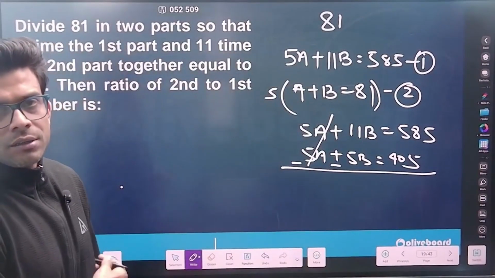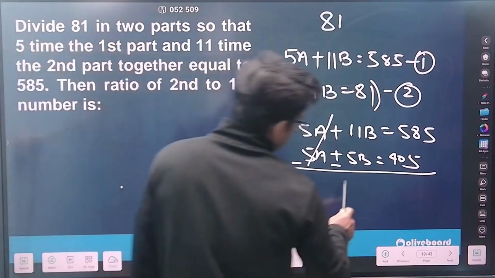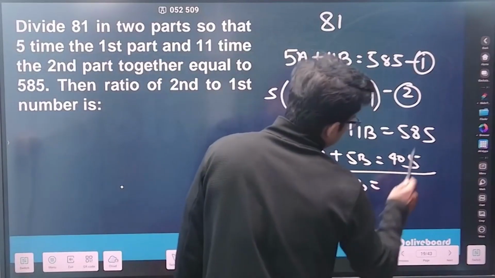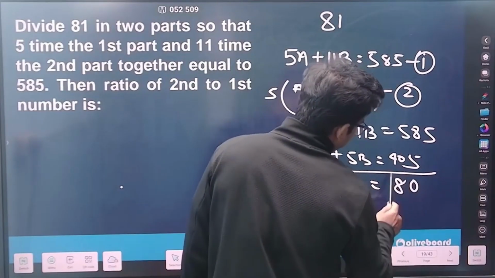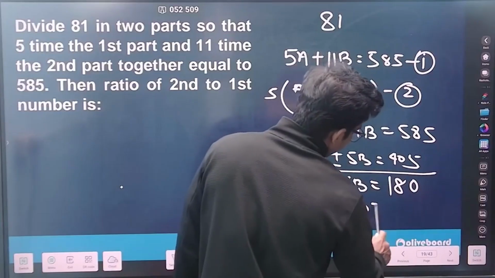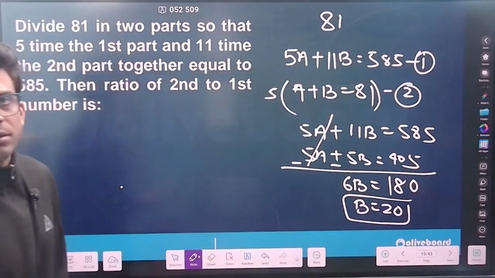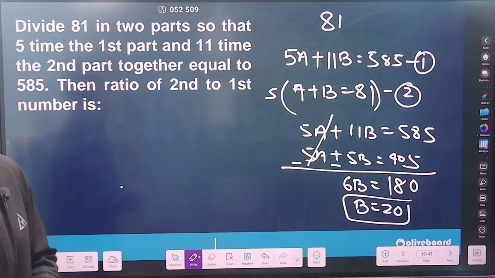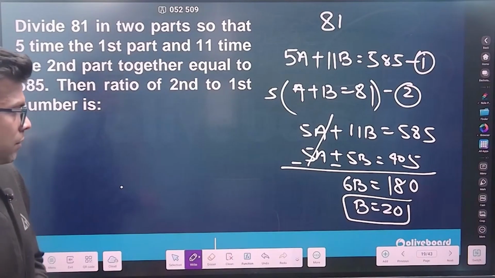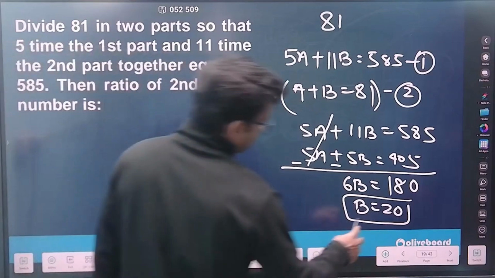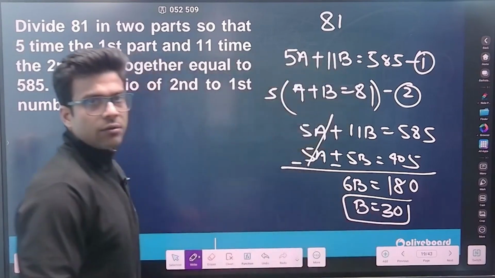Isn't it? Yes, now this would be like 6B. Now 6B would be equal to 180. So the value of B would be equal to 30. Now see the point, the value of B comes out to be 30, okay?